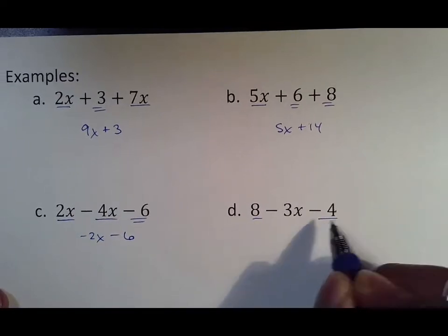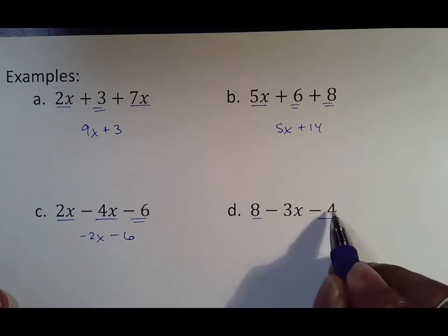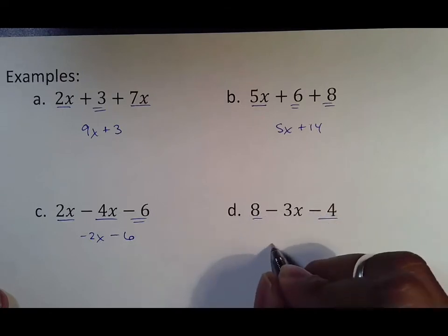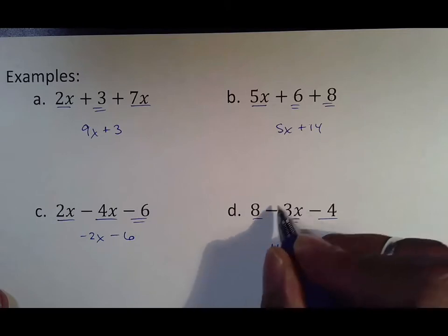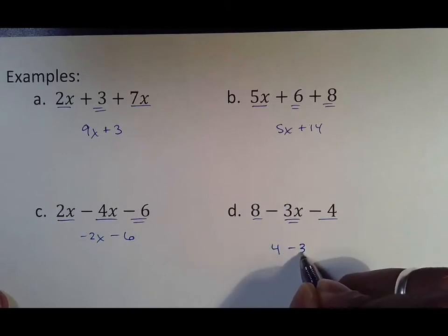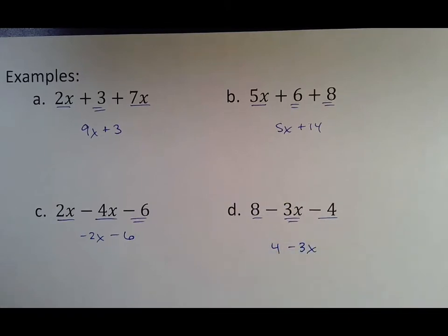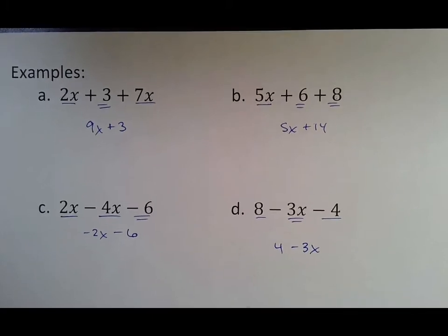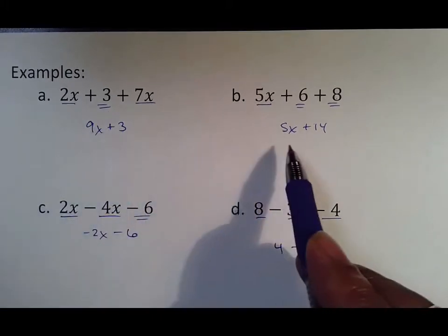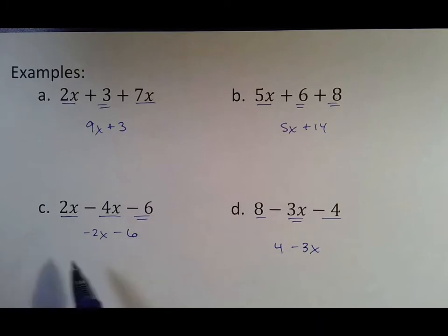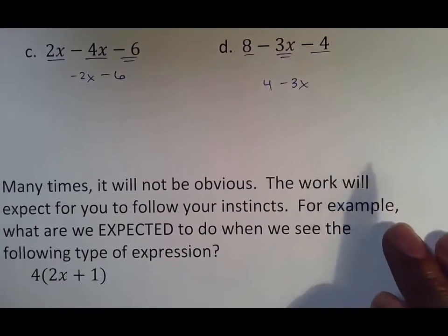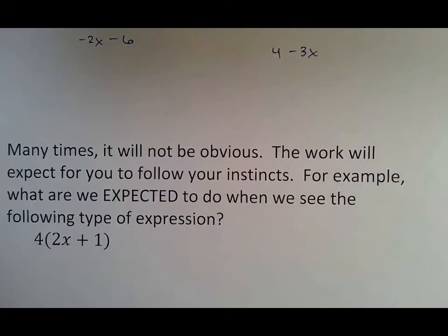8 and minus 4 both can go together. They're both constants, so that means 8 minus 4, which turns into 4. Your negative 3x comes down as negative 3x and stays that way. So if you see something like these things, you have to turn them into the simplified forms. Otherwise, you're going to pretty much lose credit for whatever you're doing. Many times the part that you're looking for won't be obvious, but the work will expect you to follow your instincts.